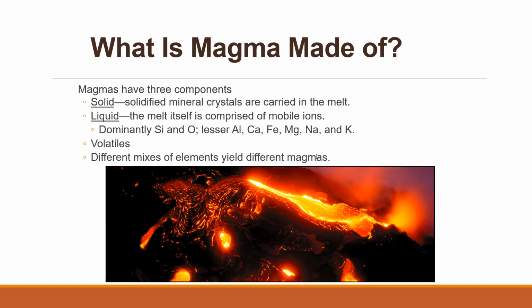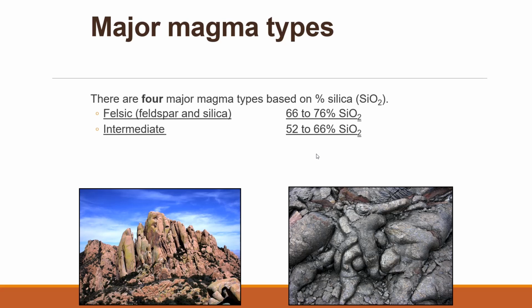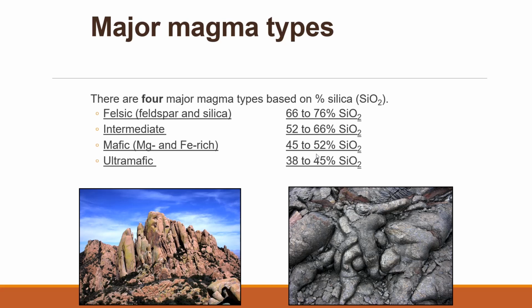Different mixes of elements yield different magmas. There are four major magma types based on the percentage of silica. Felsic is the most silica. It's silica rich. It is named felsic because it has feldspar and silica. The next one is called intermediate, which will make more sense when I tell you about mafic. I've already mentioned mafic chemistry. Mafic is magnesium and iron rich. It has less silica. So intermediate is called that because it's between mafic and felsic. And when we talked about the mantle, we mentioned ultramafic, so this is even more enriched in magnesium and iron and has less silica.